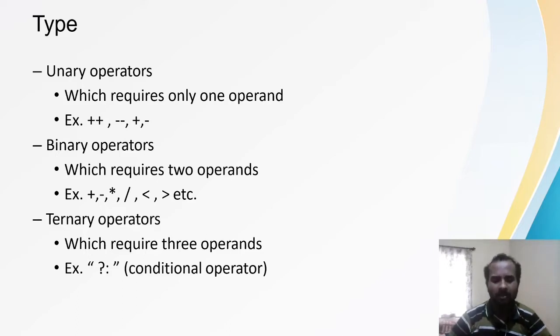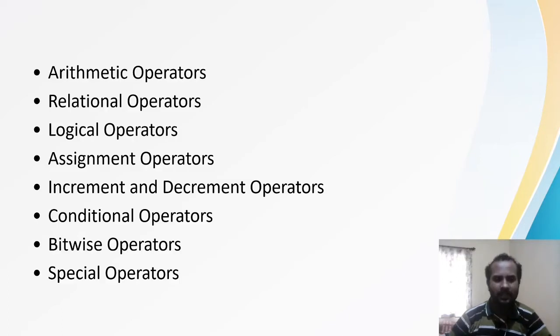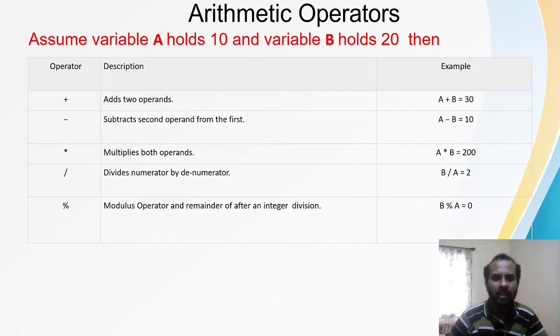and two operators. We can classify operators into 8 groups: arithmetic operators, relational operators, logical operators, assignment operators, increment and decrement operators, conditional operators, bitwise operators, and special operators. Now let us see what they are. In today's class we will only see the first 4, that is arithmetic, relational, logical and assignment operators. Arithmetic operator.